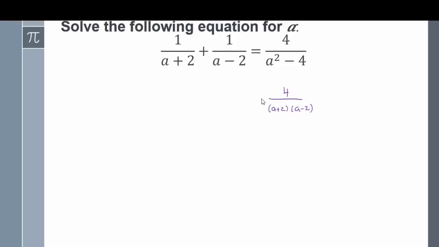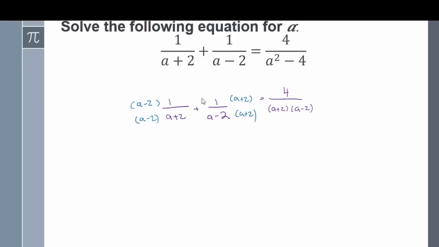In order to solve the equation, I need to make sure that both sides of my denominators are the same. I notice that my least common multiple for both sides is a plus 2, a minus 2. So I'm going to multiply this rational expression, numerator and denominator, by a minus 2. And I'm going to multiply this rational expression, 1 over a minus 2, by a plus 2.